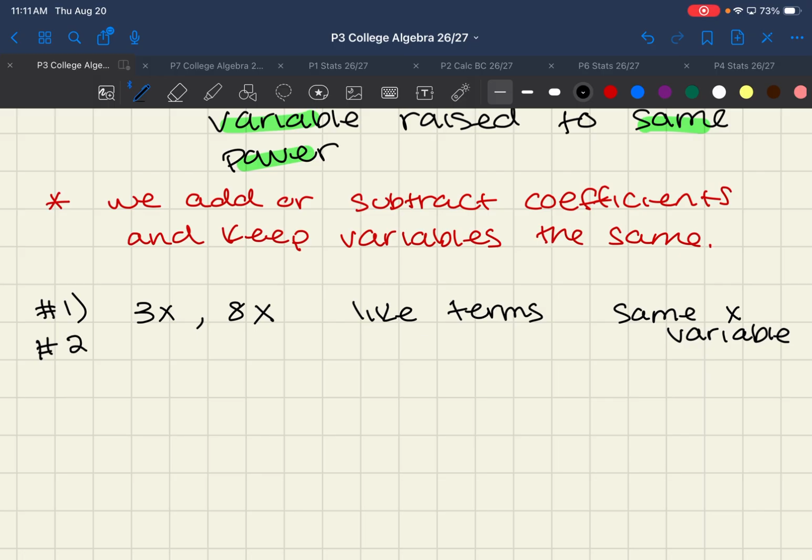What about 5x squared and 2x? Thumbs up for like terms or thumbs down for not like terms? Good, thumbs down. But why thumbs down? They both have x. Good, one has a power of 2. So remember, it's not only the same variables, but also the same power. So we would say not like terms because they have different powers.